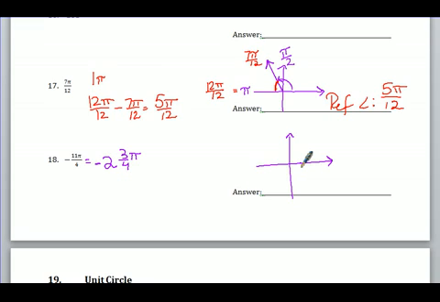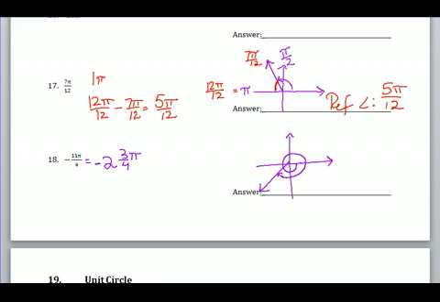So I'm starting at the positive x-axis. I'm going to go in the negative direction, 1 pi, 2 pi to here, and now I need to go another 3/4. Well, this is 1/2, 3/4. And so that's what our angle should look like: negative 2 and 3/4 pi, or negative 11 pi over 4.